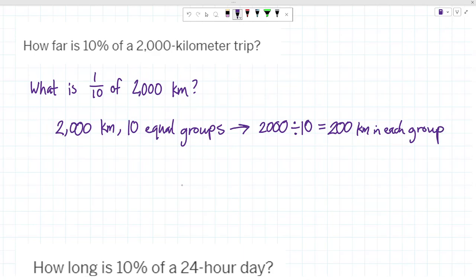So how far is 10% of a 2,000 kilometer trip? That's going to be 200 kilometers, because 10% is like finding 1/10, and 1/10 of 2,000 kilometers is 200 kilometers.